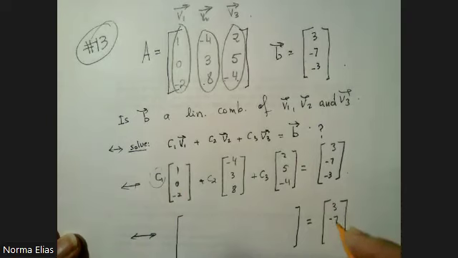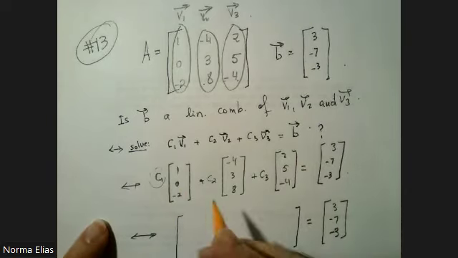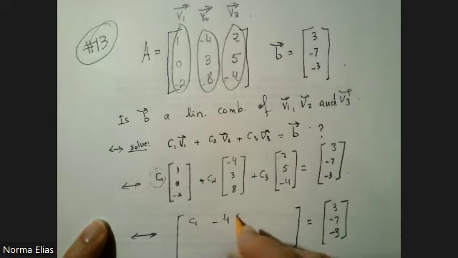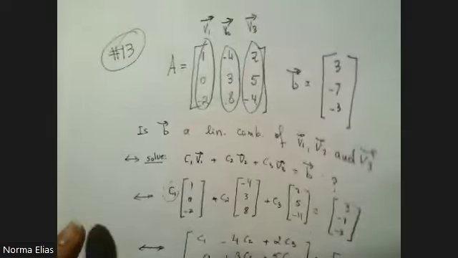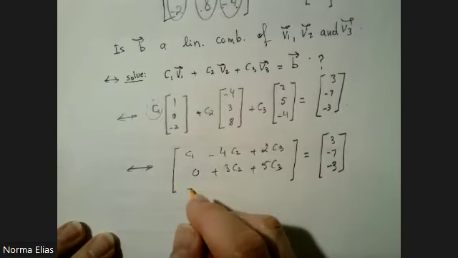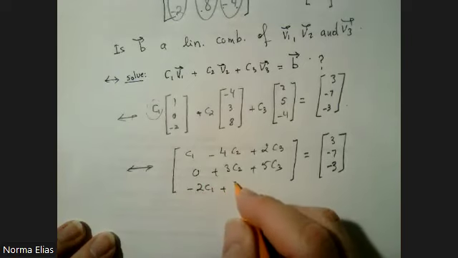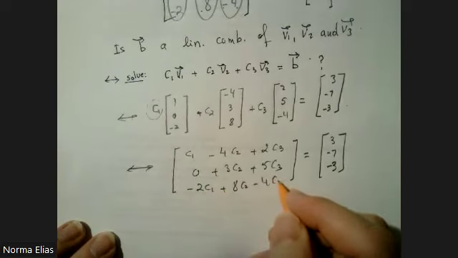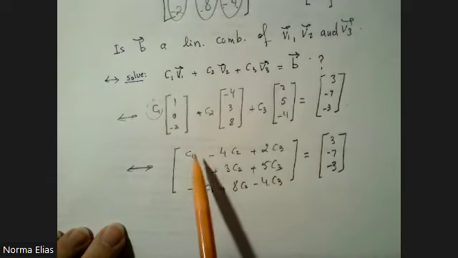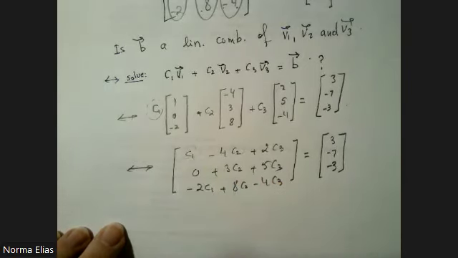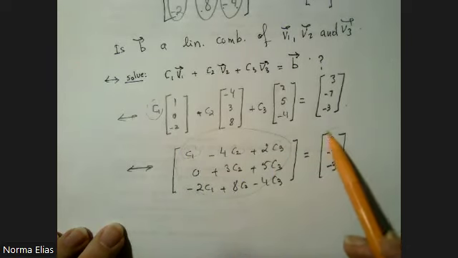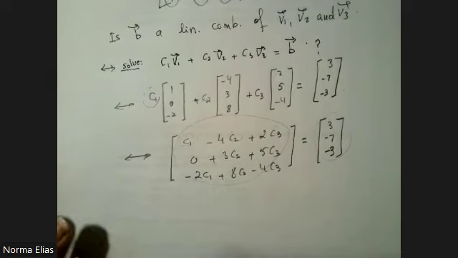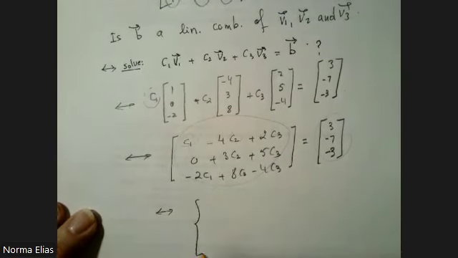This would give me 3, minus 7, minus 3, and the left side gives me C1 minus 4C2 plus 2C3, and 0 plus 3C2 plus 5C3, and minus 2C1 plus 8C2 minus 4C3. So we're actually now having a system that we need to solve. Okay, so the question is, can I find those C1, C2, C3 so that this vector will be equal to that vector? So this is equivalent to solving the following system.